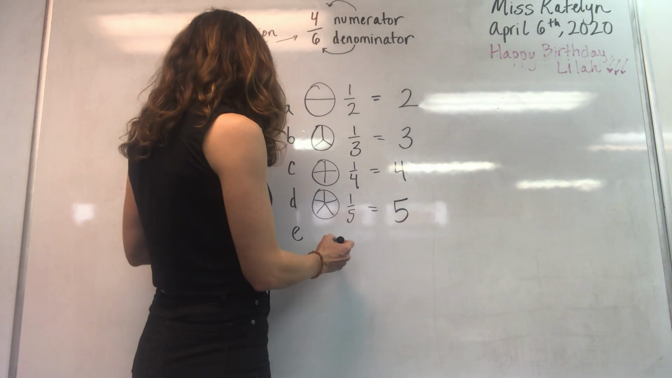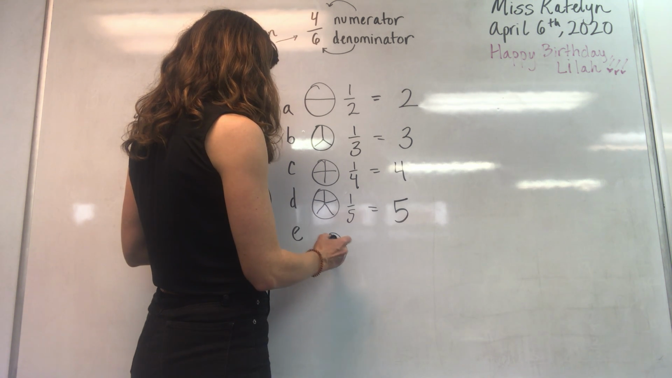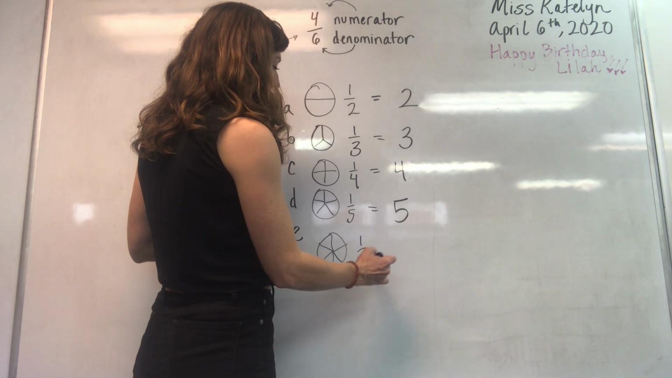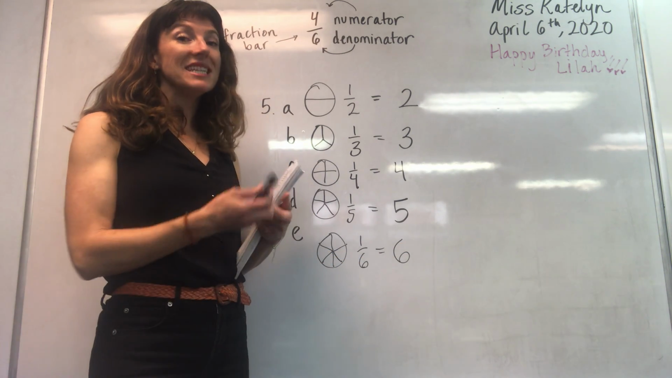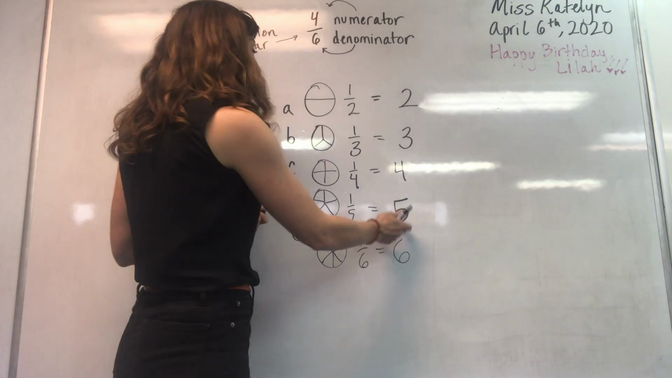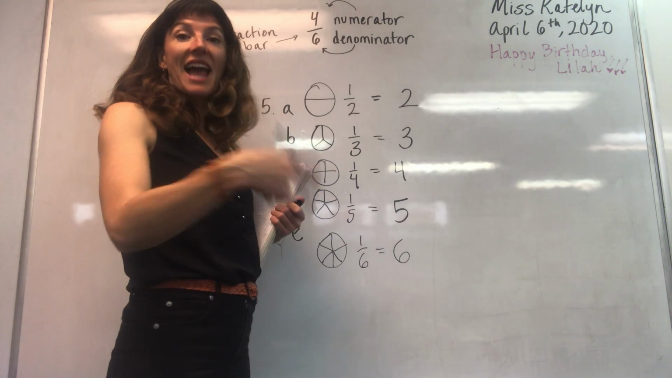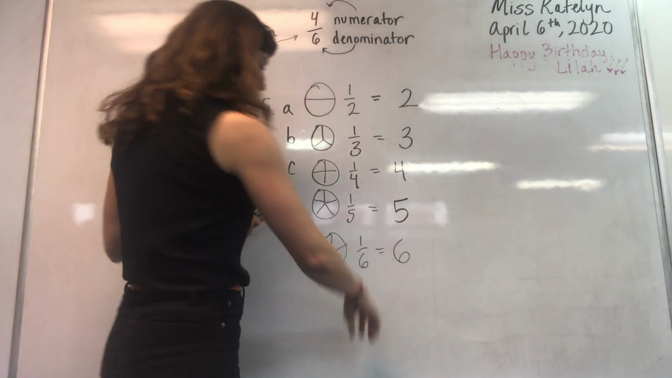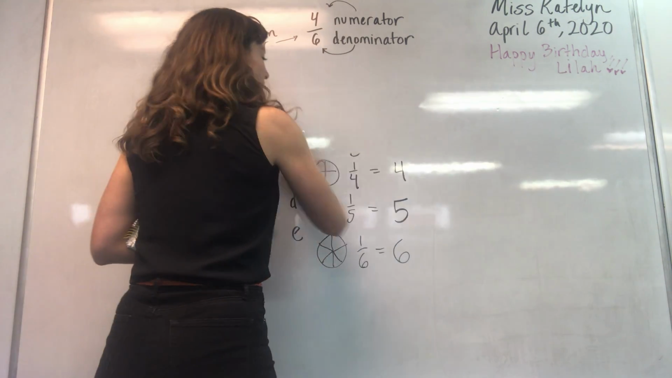And last one, 6. Do that in a peace sign for thirds and then break them up into even more parts. 1, 2, 3, 4, 5, 6. Or the denominator. And your answer is 6. How many sixths does it take to make one whole? 6. How many fifths does it take? 5. How many fourths does it take? 4. How many thirds does it take? 3. How many halves does it take? 2. Boom, boom. Anybody been working out? Yay!